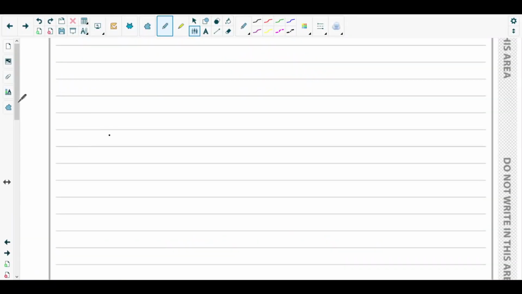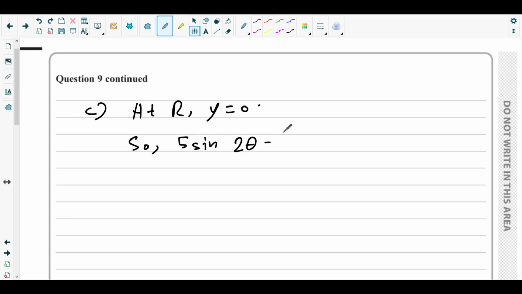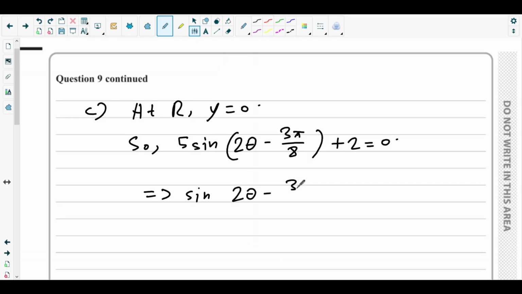Y equals 0 and then solve for theta. Okay, so for part C, at R, the value of y is what? 0. So what can we write? The equation is 5 sine(2 theta minus 3 pi over 8) plus 2 equals 0. So sine(2 theta minus 3 pi over 8) equals negative 2 over 5.